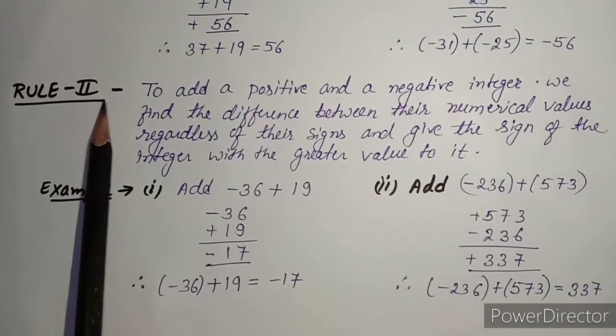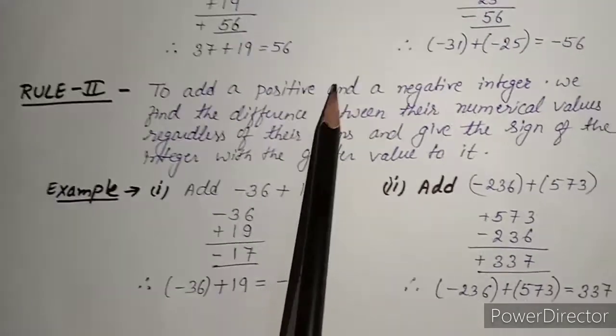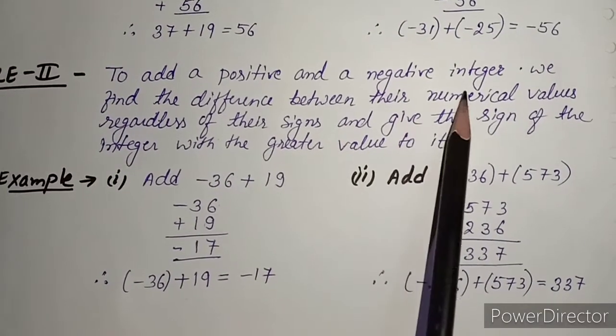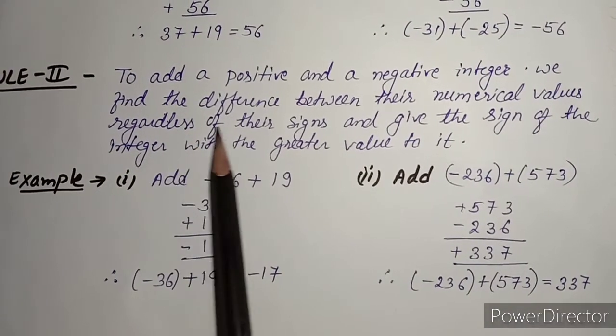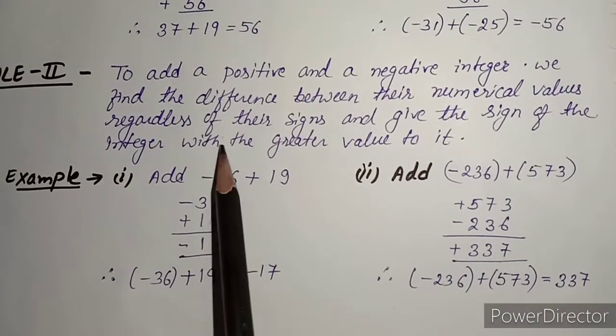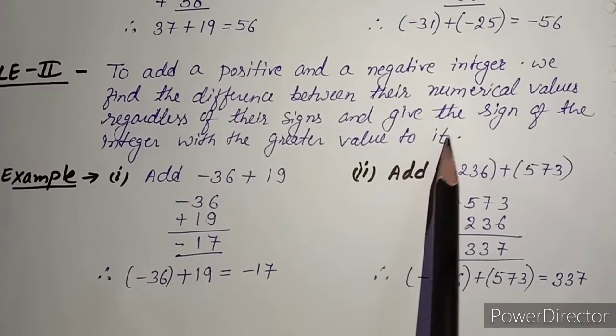Rule number 2 is: to add a positive and a negative integer, we find the difference between their numerical values regardless of their sign and give the sign of the integer with the greater value to it.